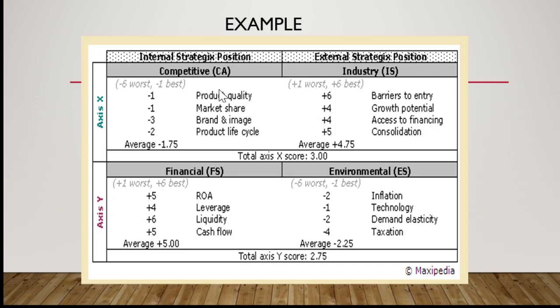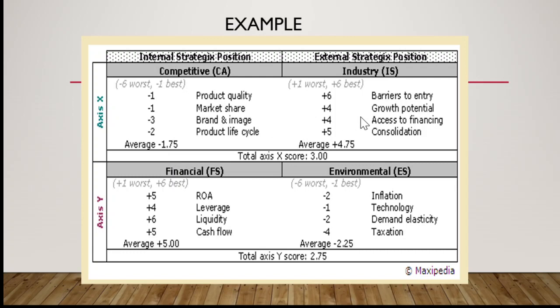Okay, so first, yung competitive advantage. So we have listed here different variables under competitive advantage, and then we assign values. So negative 1 as being the best, and negative 6 yung worst naman. And then, so we assign negative 1, negative 1, negative 3, and negative 2. And sabi natin, kukuhanin natin yung average. So we got negative 1.75. So we simply add and then get the average of these values, and we've got negative 1.75.